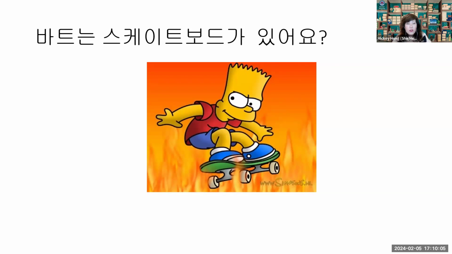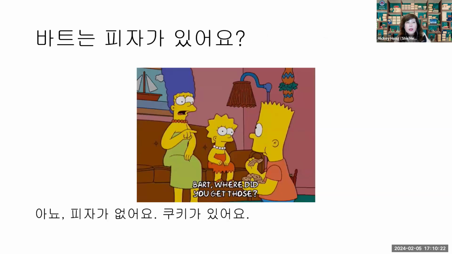These are yes or no questions. Please answer yes or no with complete elaboration. 바트는 스케이트보드가 있어요. Does Bart have a skateboard? Yes. So 네, 있어요. Yes, he has it. 바트는 피자가 있어요? 아니요, 피자가 없어요. 쿠키가 있어요. He doesn't have pizza, but he has cookies.